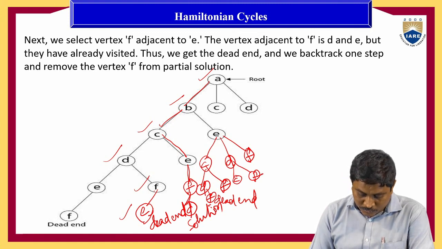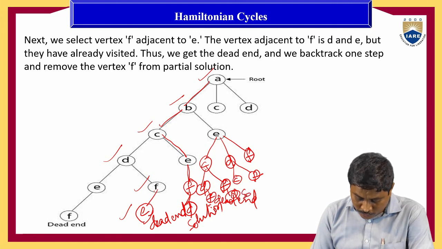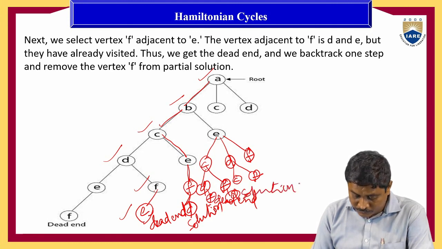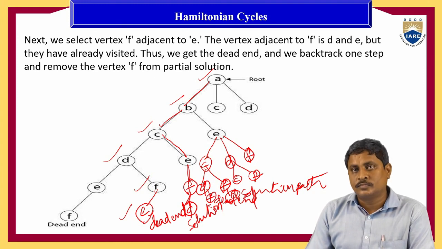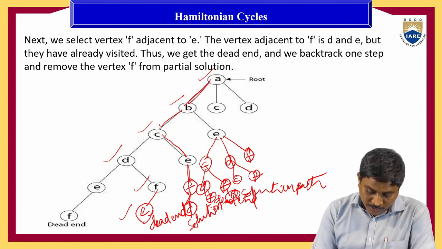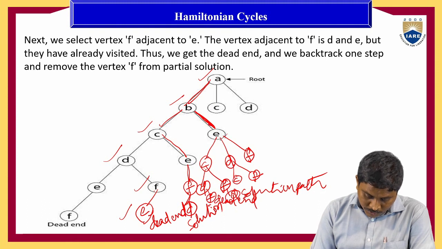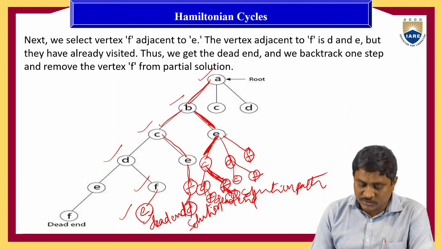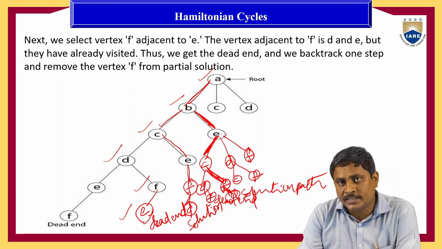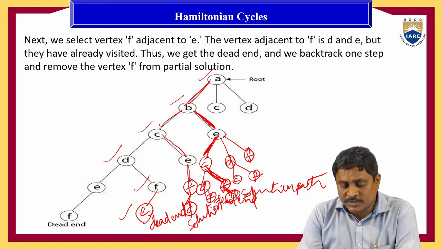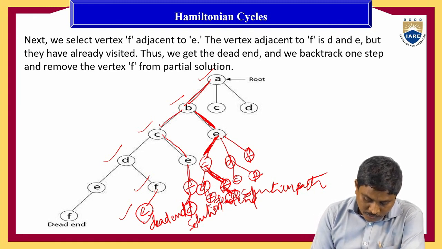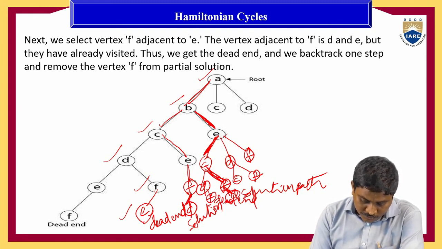C is adjacent to F. Otherwise, here one more thing is there. C to F, F to D, D to A. So it forms a solution path. So this is also a path. A to B, B to E, E to C, C to F, F to D. This is also a Hamiltonian path or Hamiltonian cycle. So it also forms a solution path. So this is also one more solution path. So this is one solution path.